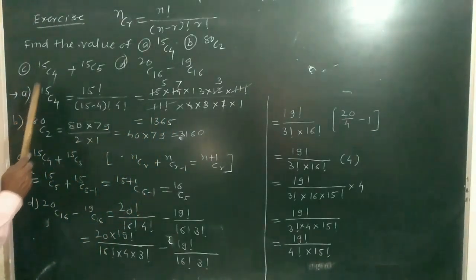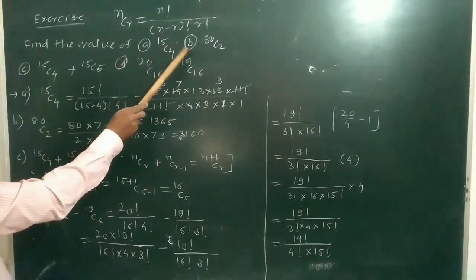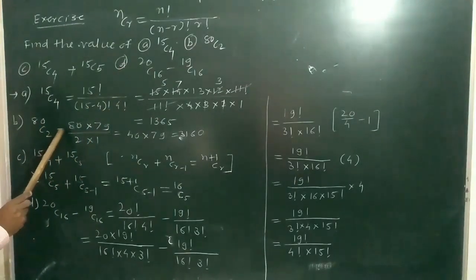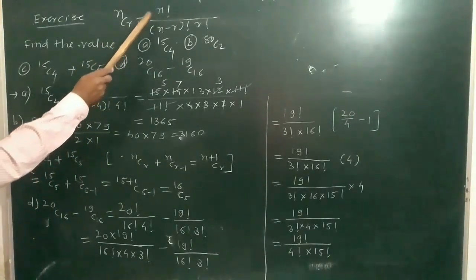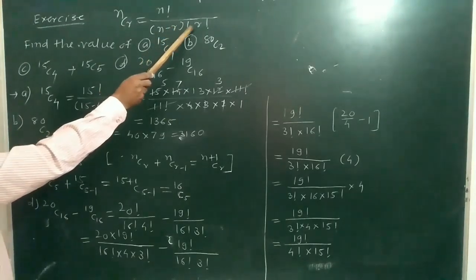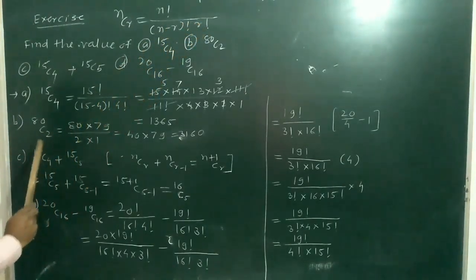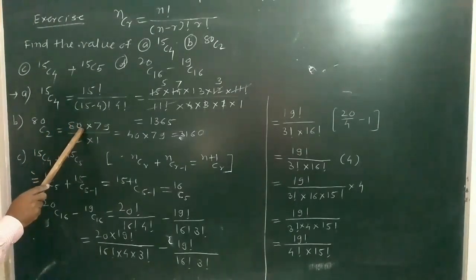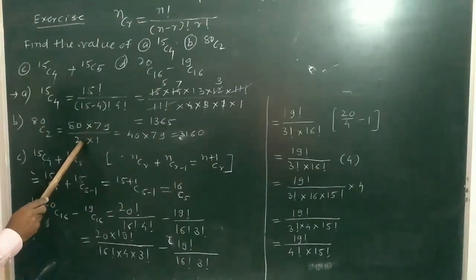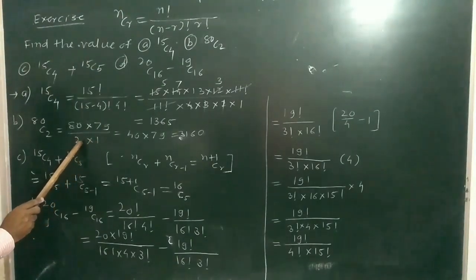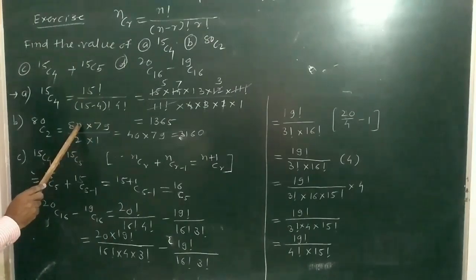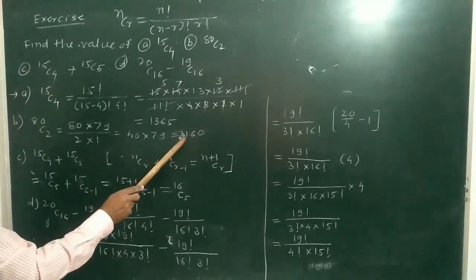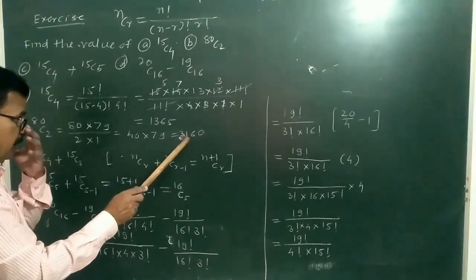Problem number 2, find the value of 80C2. 80C2 is equal to, use the formula nCr is equal to n factorial upon (n minus r) factorial into r factorial. This can be written as 80 into 79 upon 2 into 1. 2 40s are 80. 40 into 79 is equal to 3160.